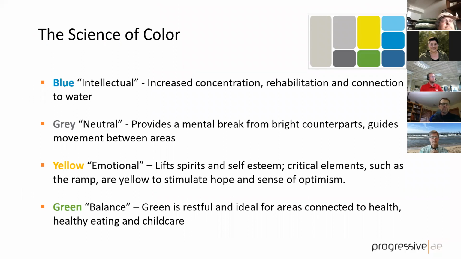Here's the science of color. Again, you can Google it. It's really fascinating. But in one of our buildings, the Mary Free Bed Y, these are the 4 basic colors that we used. And you can see we really didn't mix reds and blues. We use certain values of blues and greens and yellows. Blue is about areas of increased concentration. Gray provided this mental break from the different colors. Yellow was about, hey, I can do this, lifting my spirits and stimulating hope. And green was about balance and health. Next.